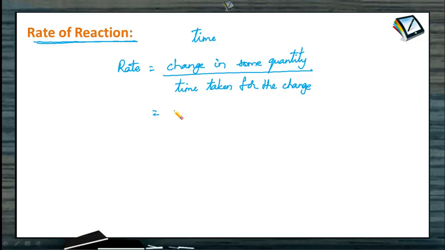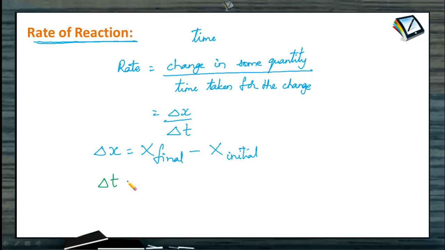And this one you can write like this: delta x upon delta t. And what is this delta x? Delta x is nothing but equal to the difference between the final state value and the initial state value, meaning the change in that quantity is equal to delta x. Then what is this delta t? Delta t is nothing but equal to the time taken for that particular change, that is, the time taken for the particular change of delta x.